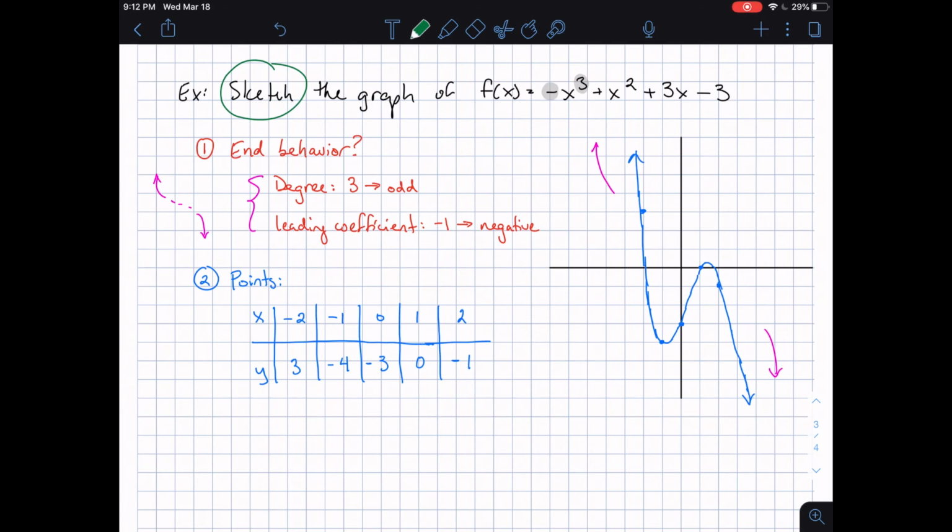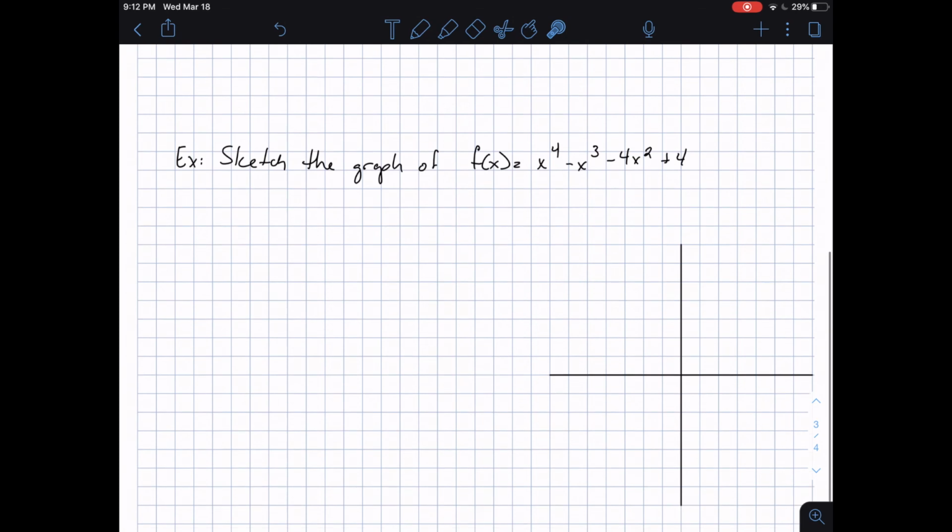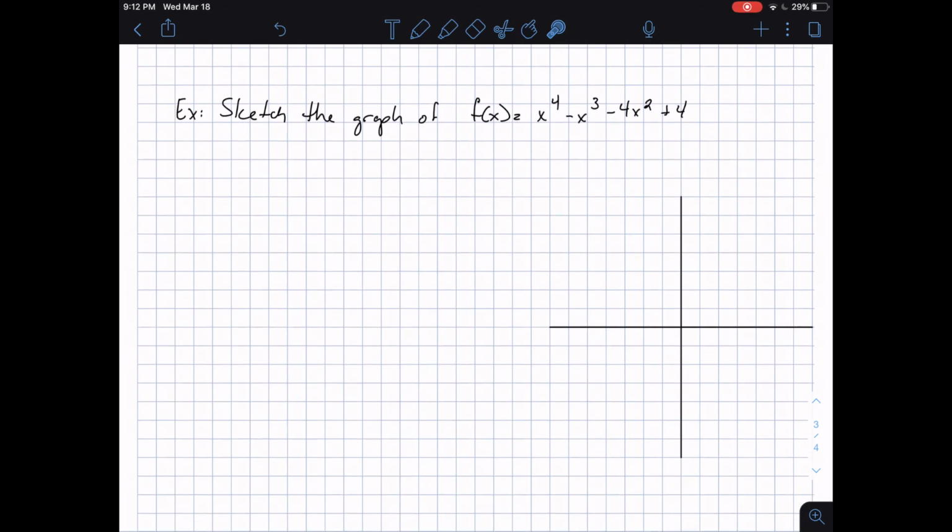So two steps, right? Talk about my end behavior. Plot some points. And then eyeball it as best as you can. It's not going to be perfect yet. And it feels a little bit old school because we have our calculators that can do this for us.